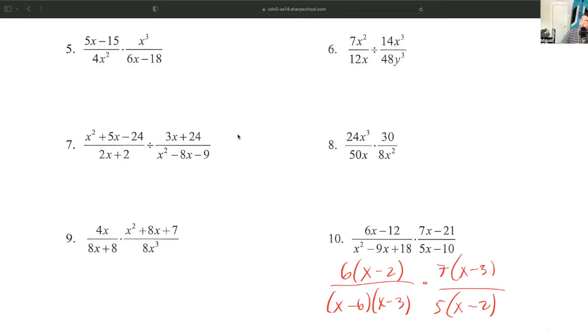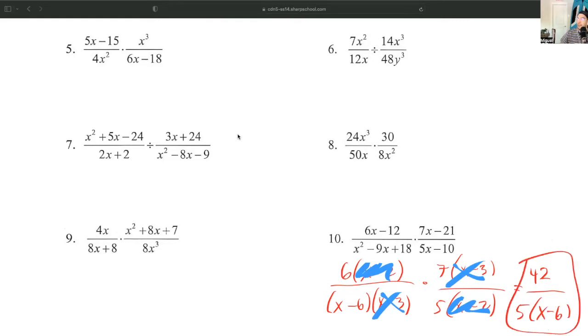Great. So then now we can go ahead and cancel out an x minus 2. It looks like x minus 3's go away. We just continue to cross cancel here. And what are we left with? We are left with 6 times 7 on the top. That becomes 42 over 5 times x minus 6.